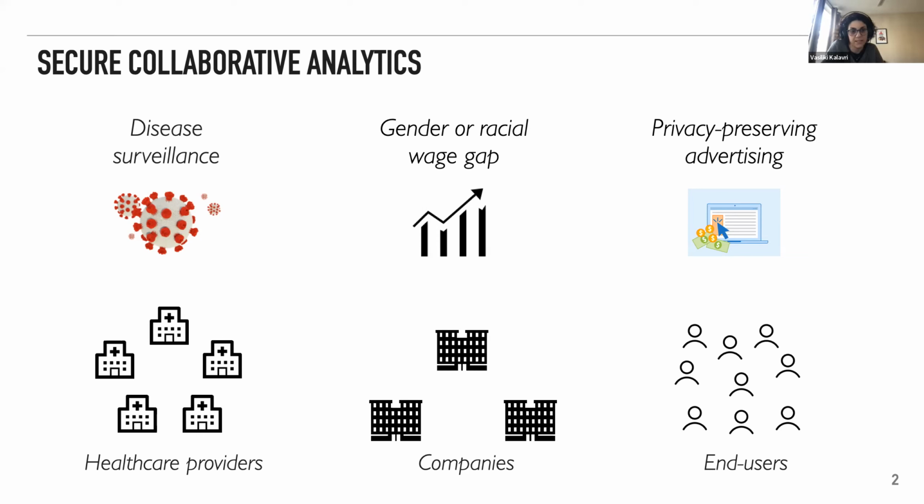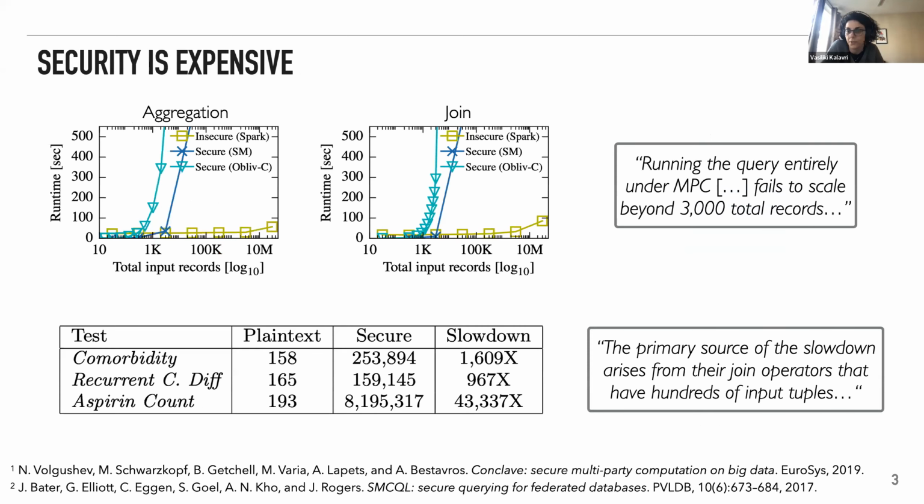Now, I guess it won't come as a surprise to any of you that security is expensive. It has an overhead. And if we want to do such queries, like relational queries, for instance, end-to-end secure, then we'll have to pay a big price. And here I just picked a few quotes and results from 2 recent papers on secure collaborative analytics to show you that end-to-end secure queries don't scale to more than a few thousand rows, really. So this is not practical.